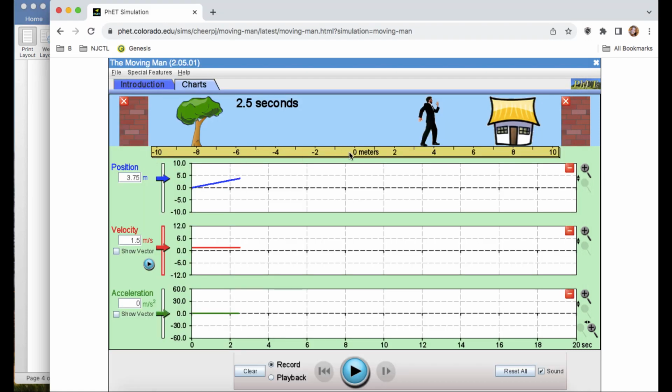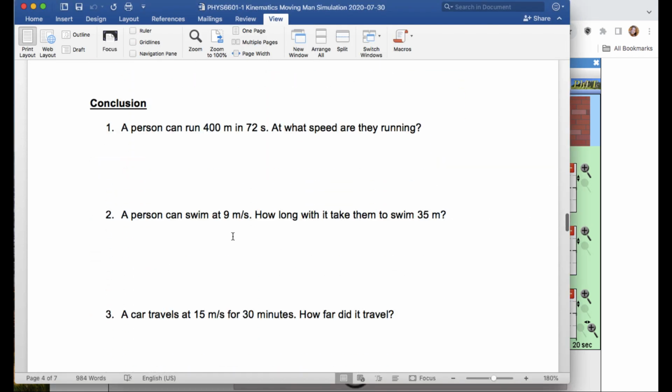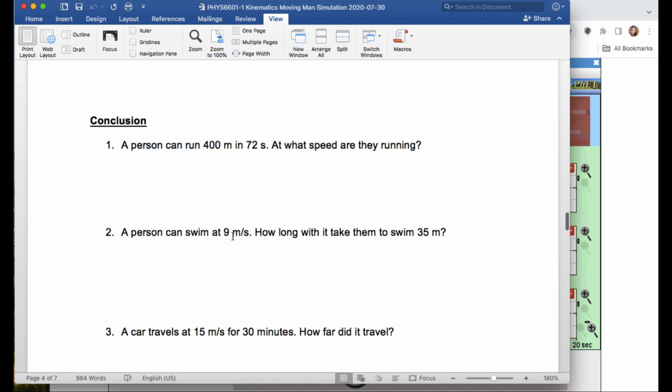If we want his position to get in the negative direction, what if we give him a negative velocity? Let's see. Look at that. Now he's in the negative. Sorry if I gave it away there. All right, and then we have some questions at the end, and we're good.